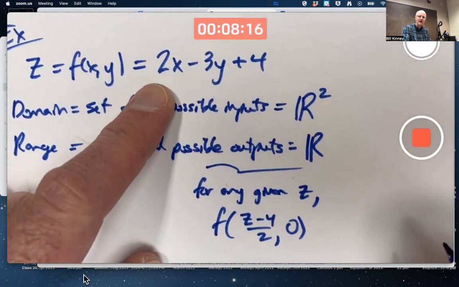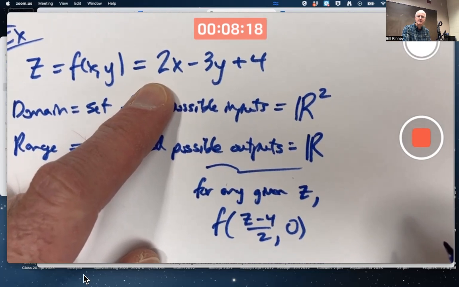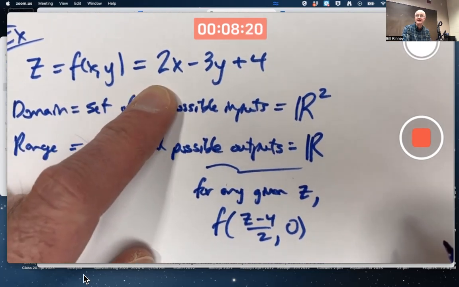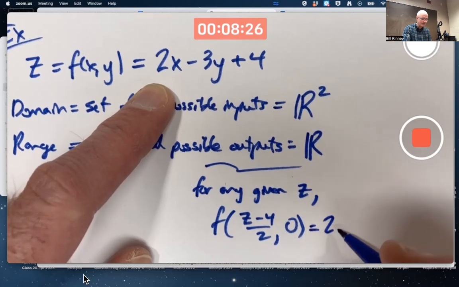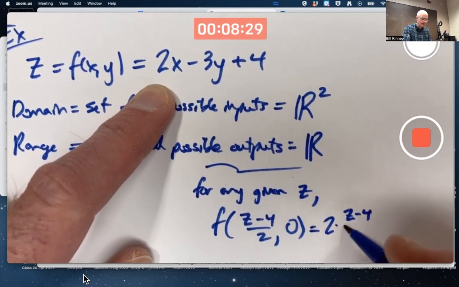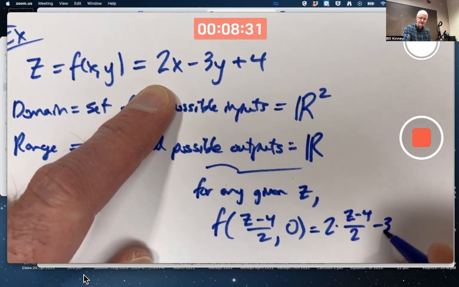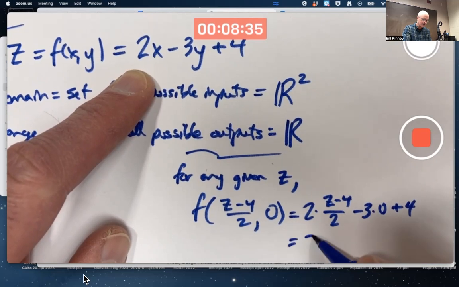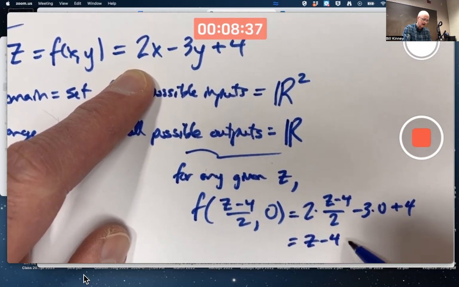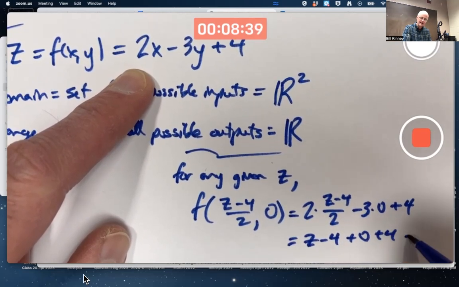What did I do there? I looked at that equation, I set y equal to 0 and got z equal to 2x plus 4, and I solved for x. Subtract 4 and divide by 2. If you replace x with that and simplify, it simplifies to z.